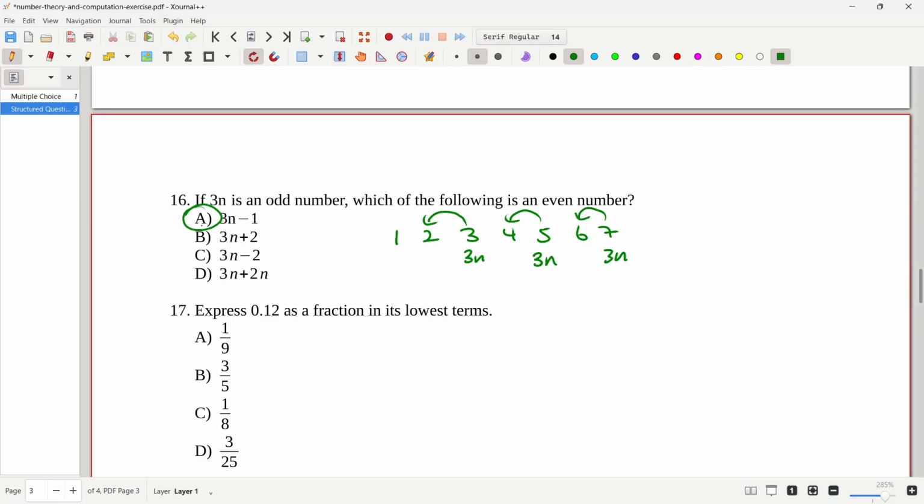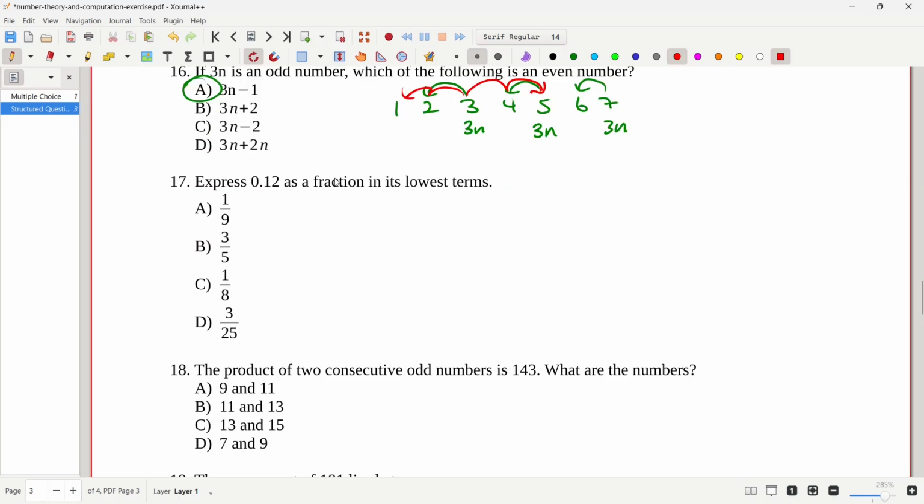So this is our answer here, right? And you can check the other one: if we add 2, where we will end up. So if we add 1, 2, we end up at another odd number, all right? Even if we subtract 1, 2, we end up at another odd number. So it can't be the others. Anyway, express this as a fraction in its lowest term.